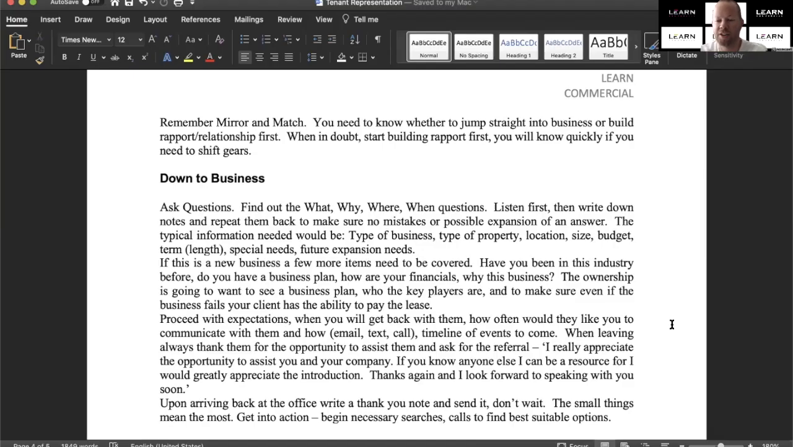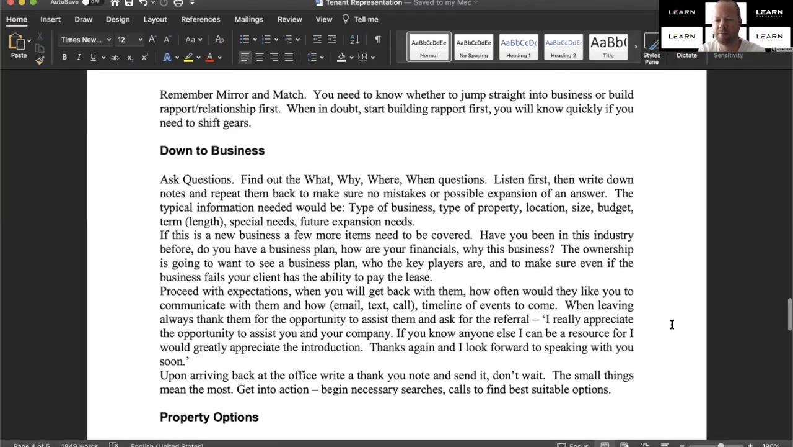Upon arriving back at your office, this is after your first meeting, write a thank you note and send it. Don't wait. So go to the meeting, go back and write a note. Just get out of the way. It takes you literally a minute. The small things mean the most, right?